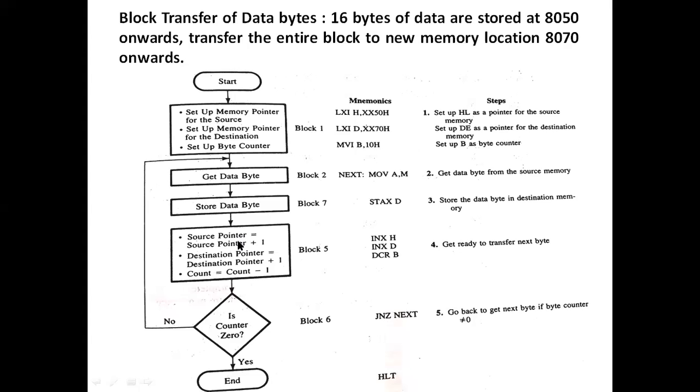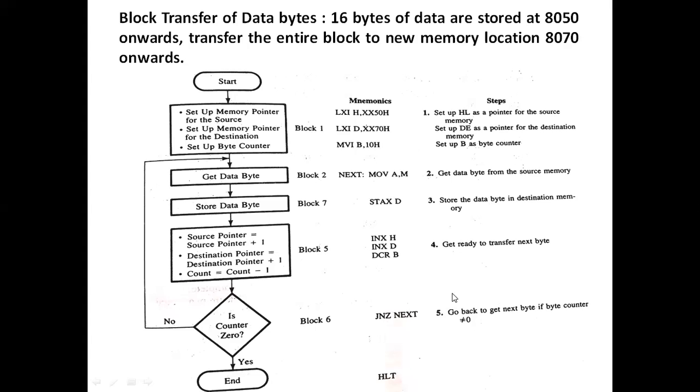And then the source pointer is incremented, so INX H. The destination pointer is incremented, so INX D. So whenever we increment the HL pair content with INX H, what will happen? The previous value of the HL pair was 8050. Now whenever we do INX H, the HL pair will become 8051. Similarly INX D, D pair की value जो है 8070 है. जब INX D करेंगे तो it will become 8071. यानी it will be incremented by 1. So the next time the data will be read from 8051 and it will be stored at 8071.